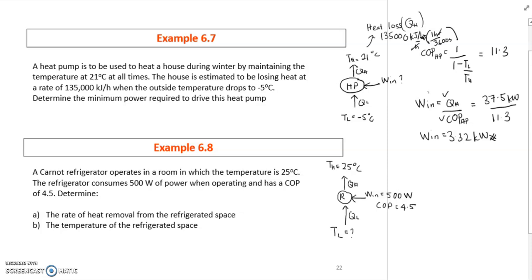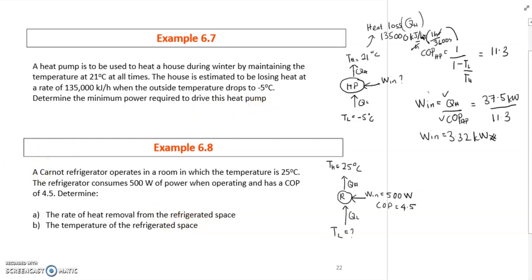In example 6.8, we have a refrigerator operating in a room in which the temperature is 25 degrees Celsius. The refrigerator consumes 500 watts of power when operating and has a COP of 4.5. Determine the rate of heat removal from the refrigerated space, your QL, and the temperature of the refrigerated space, TL.